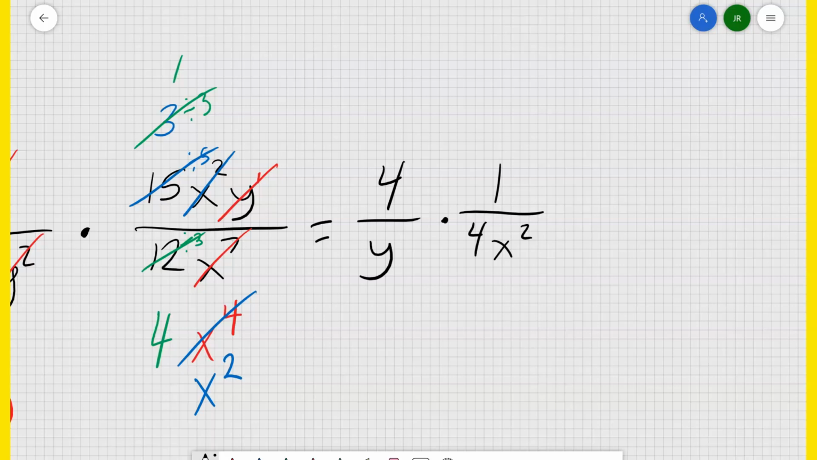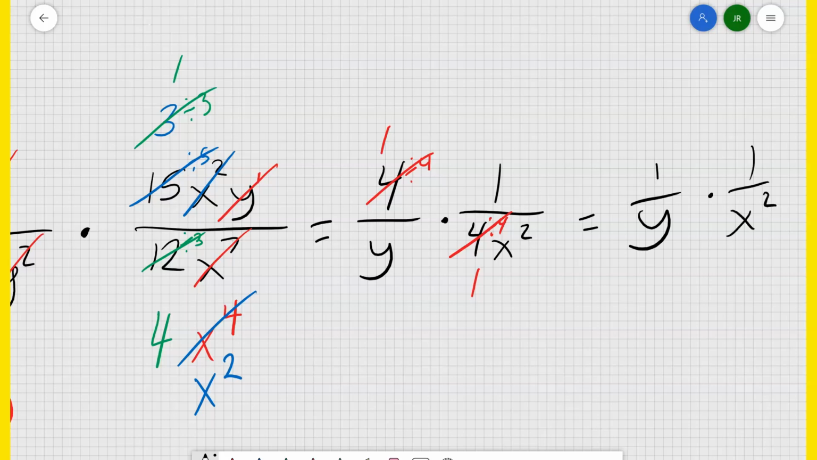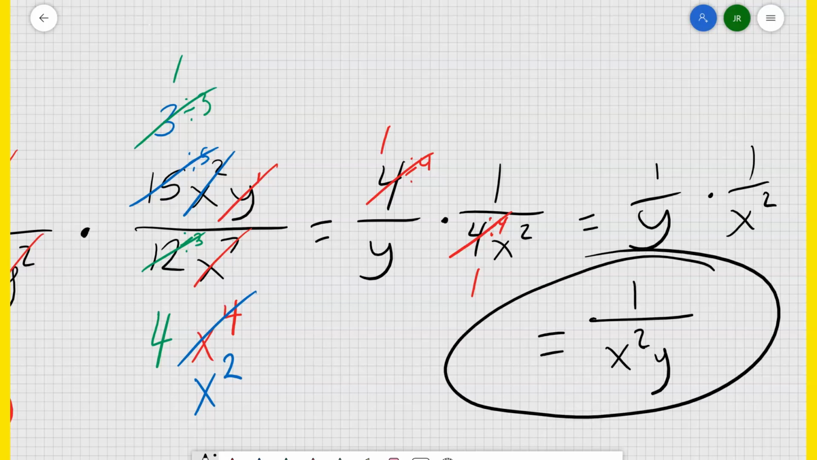That 4 can reduce with that 4. Divide them both by 4. And that becomes a 1, and that becomes a 1. So I'm now left with 1 over y times 1 over x squared. There's no more reducing I can do, so now you just multiply straight across. On top, 1 times 1 is 1, so you get 1 on top. On bottom, y times x squared is just x squared y. You could put yx squared, but normally you put the variables in alphabetical order, so the x comes before the y. So 1 over x squared y is my final answer there.